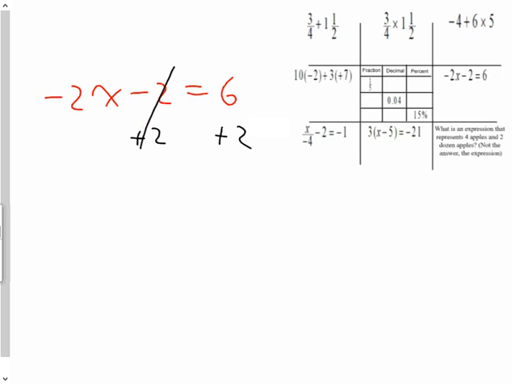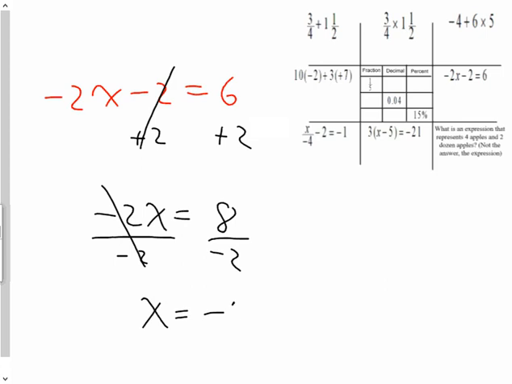So adding 2 and subtracting 2 are opposite operations. I get negative 2x equals 8. And that says negative 2 multiplied by the value of x is equal to 8. So we're going to divide both sides by negative 2. That's the opposite operation of multiplication. And our final value for x is negative 4.